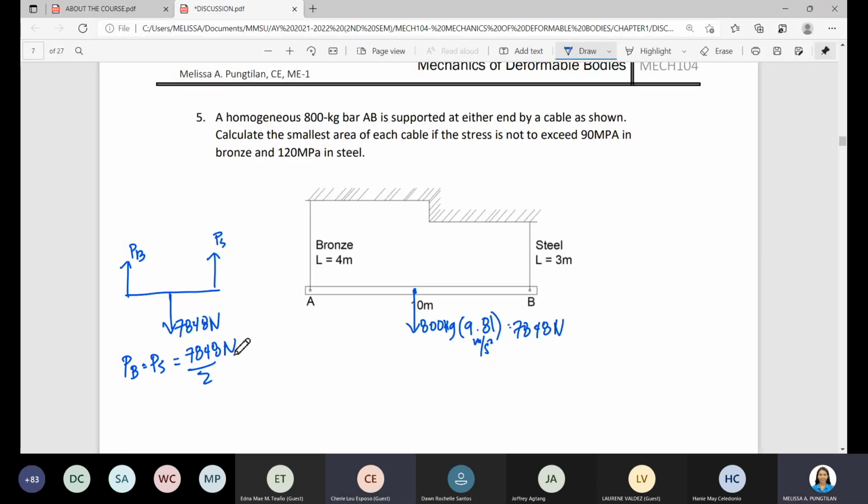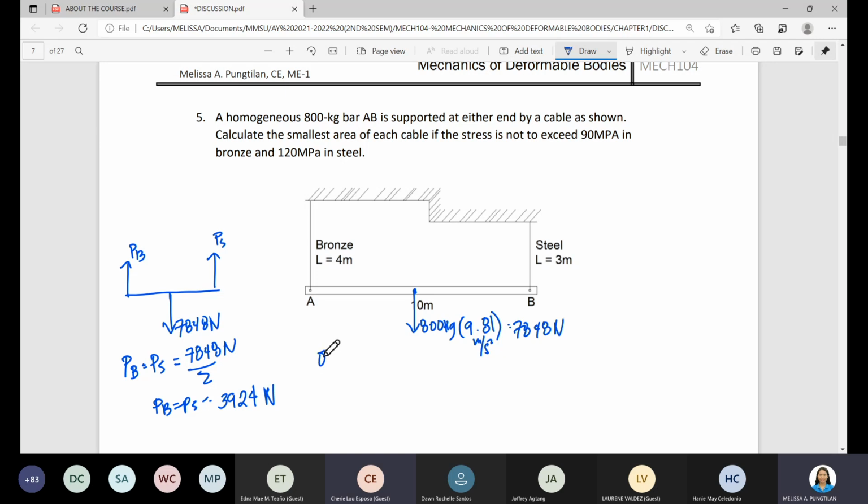Tama? Kasi yung PB and PS natin is naka-attach daw end-to-end ng ating bar. Therefore, equal lang yung force na binubuhat ni bronze and then binubuhat ni steel. So we can say that PB and PS is just the half of 7,848 Newton, which is equal to 3,924 Newton. Okay.